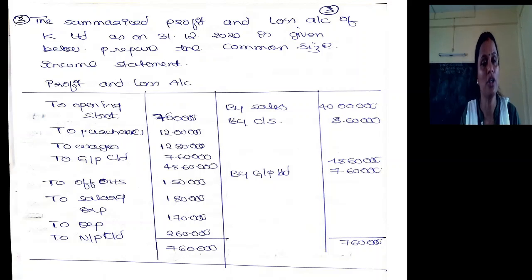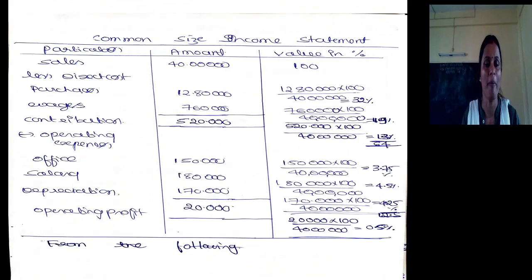Now move towards the third problem. The summarized profit and loss account of K Limited as on 31/12/2020 is given below. Prepare common size income statement. The last two problems were additional problems on trend percentages. This problem is an additional problem on common size. We have the profit and loss account: opening stock, purchases, wages, gross profit, office overhead, salary, depreciation and net profit are given. We need to prepare the common size statement.